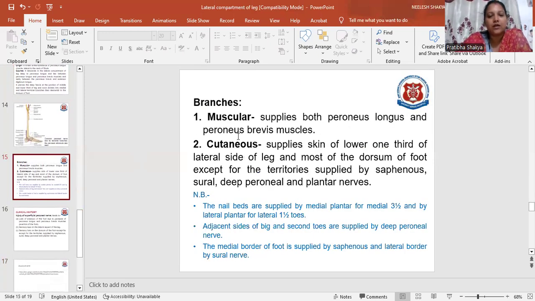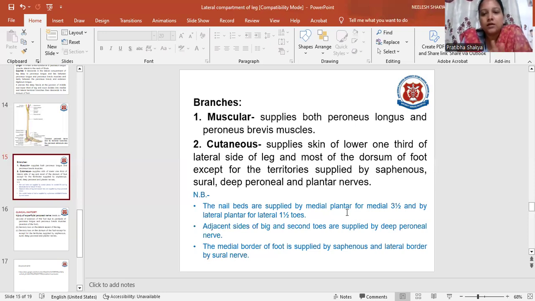Branches of the superficial peroneal nerve are the muscular and the cutaneous. Muscular nerves supply both peroneus longus and peroneus brevis muscles. Cutaneous supplies the skin of the lower one third of the lateral side of the leg and most of the dorsum of the foot, except for the territory supplied by the saphenous, sural, deep peroneal, and plantar nerves. As we already know that the nail beds are supplied by the medial plantar for the medial 3.5, by the lateral plantar for lateral 1.5 toes.